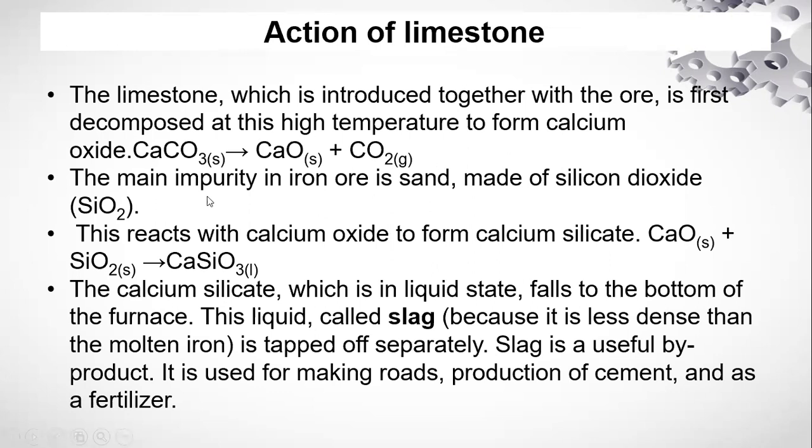Now, the main impurity in the iron ore is sand, made up of silicon dioxide. This reacts with the calcium oxide to form calcium silicate. As you can see, the reaction is calcium oxide plus silicon dioxide giving calcium silicate. The calcium silicate, which is in liquid state, falls to the bottom of the furnace. This liquid, called the slag, because it is less dense than the molten iron, is tapped off separately.